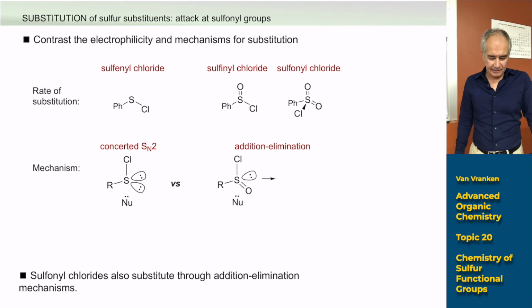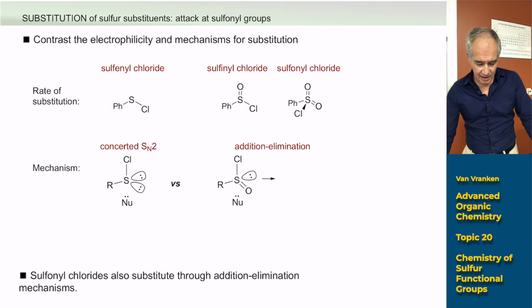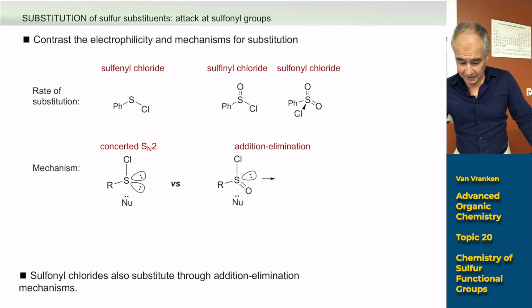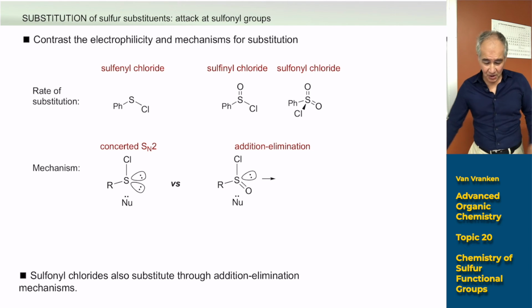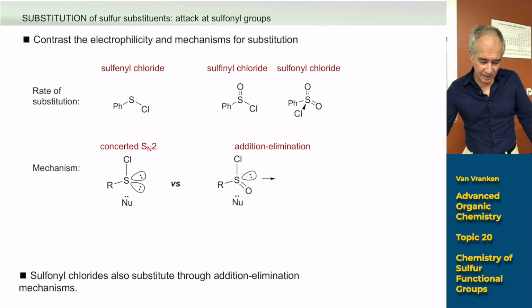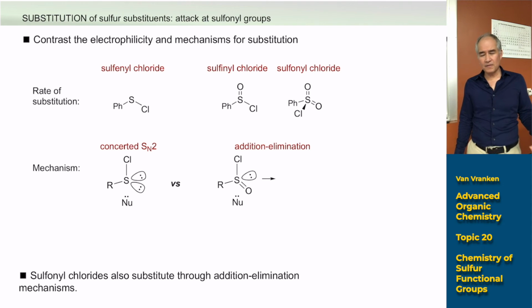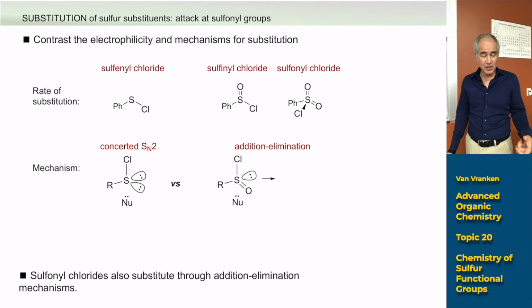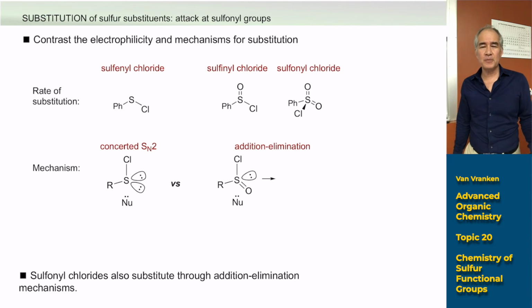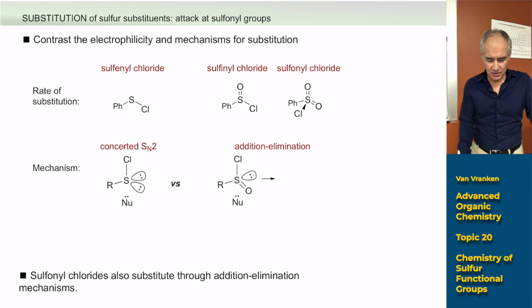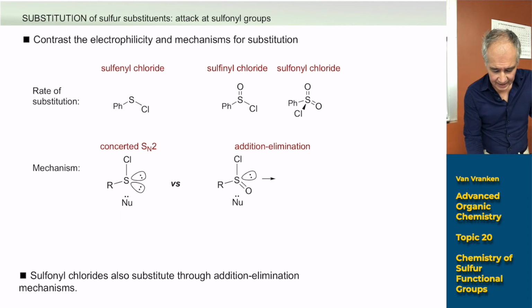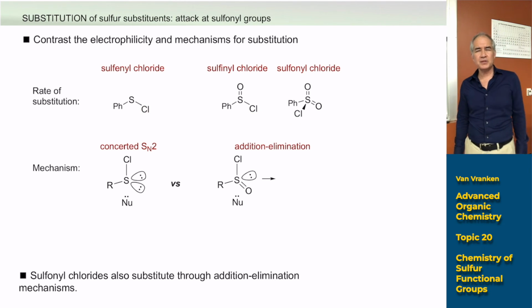All right, let's go ahead and talk about substitution at sulfur. We've been talking about the nucleophilicity of the sulfur lone pairs, but what about when you attack and displace leaving groups that are attached to sulfur? So here I've drawn some examples where I've got a great leaving group attached to sulfur. Chlorine atoms are great leaving groups, so you can imagine substituting the chlorine atom on those groups.